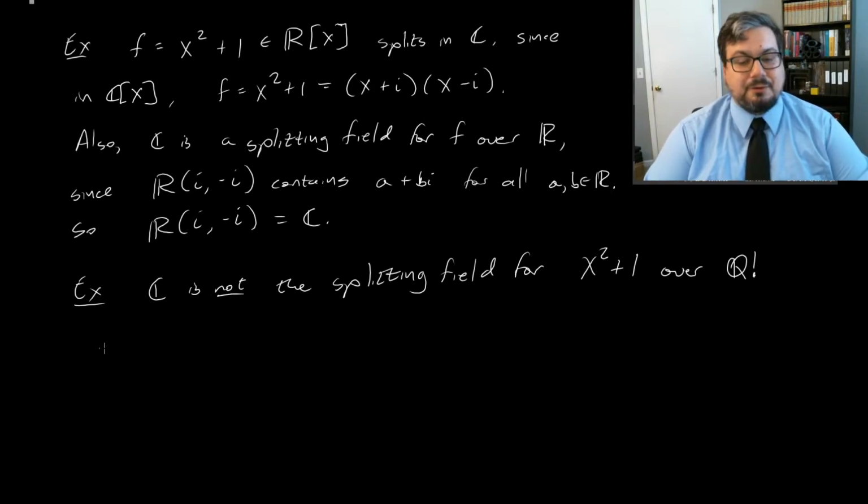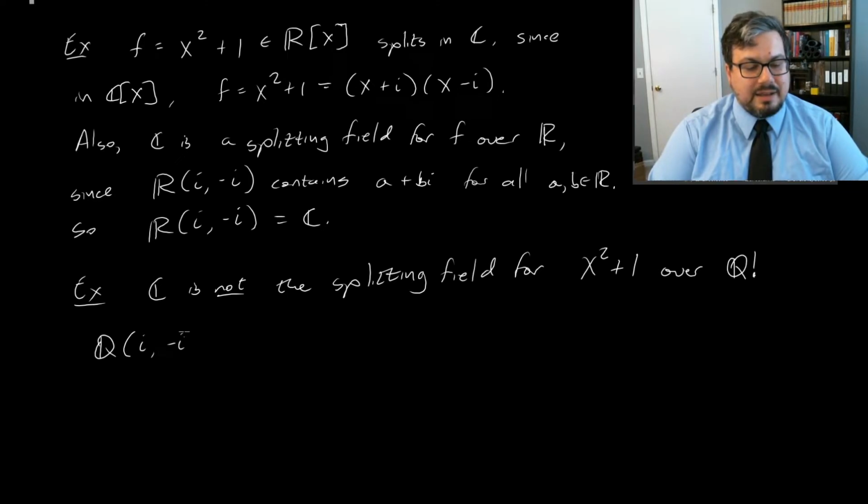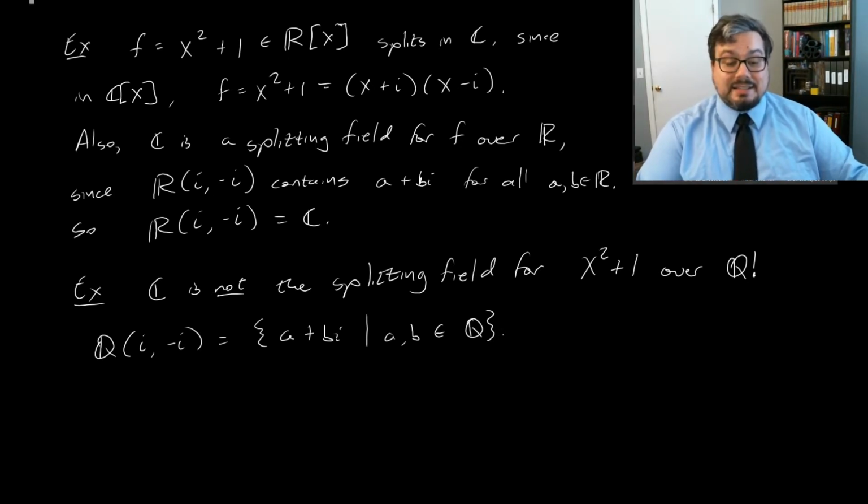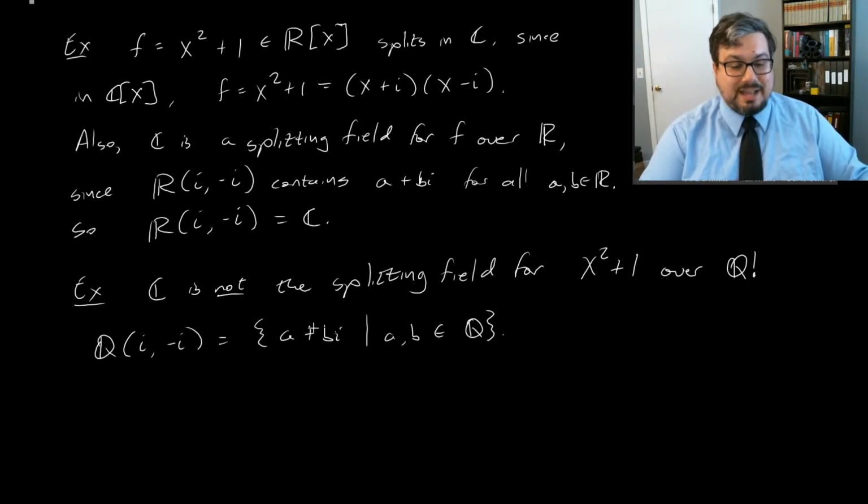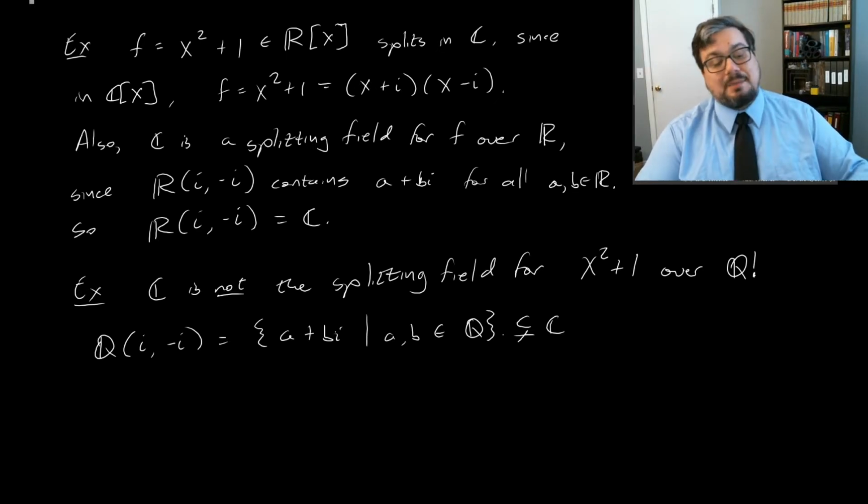The splitting field for x squared plus 1 over Q will be Q adjoin i, negative i, which will be the set of all a plus bi, where a and b are rational numbers. It turns out that this is a field, and it's therefore the smallest field which contains both Q and i, and therefore negative i as well. But in particular, this is a proper subset of C.